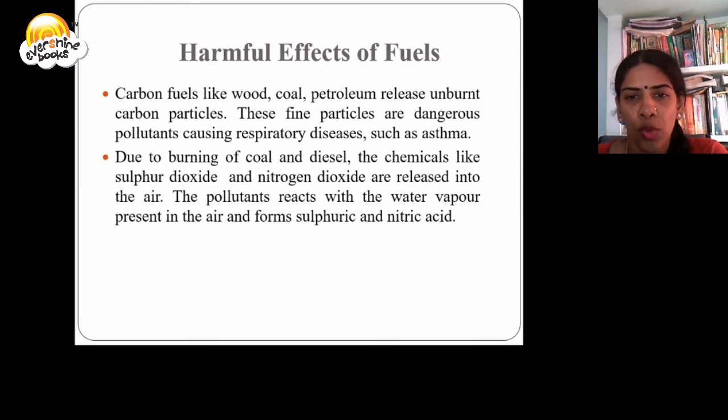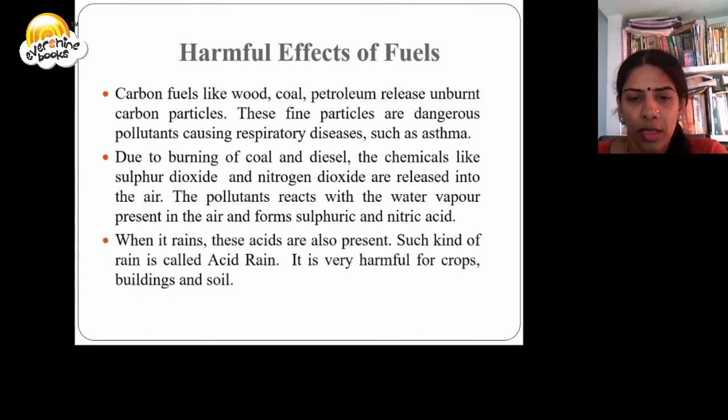Due to the burning of coal and diesel, chemicals like sulfur dioxide and nitrogen dioxide are released into the air. The pollutants react with the water vapor present in the air to form sulfuric and nitric acid. When it rains, these acids are also present and we call the rain acid rain. This acid rain is very harmful for crops, buildings and also soil.